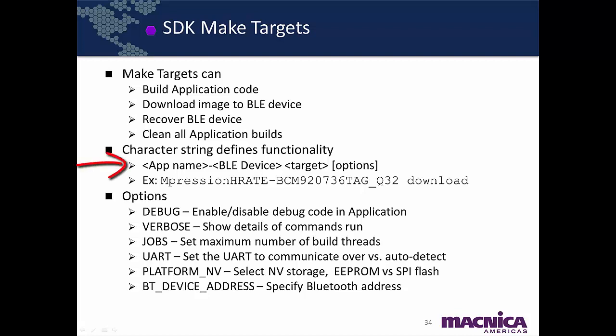The syntax of the make targets is critical. I say again, critical. There are three main parts to the character string. The first part calls out the application by name, which is the same as the folder that encompasses all the source files. The second part will define the Broadcom device, either the 20736 or the 20737. The last part directs the makefile target to be executed. Additional options can be specified for debug and directed UART output, or even specifying the address you want the BLE device to use.